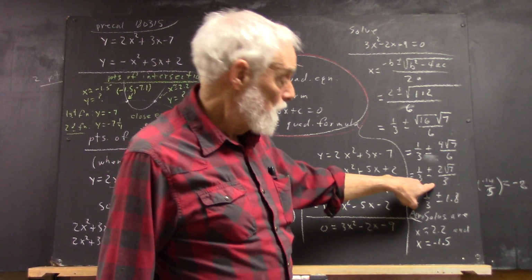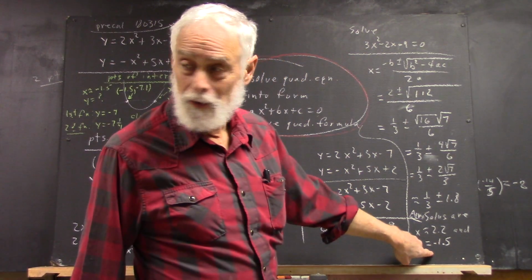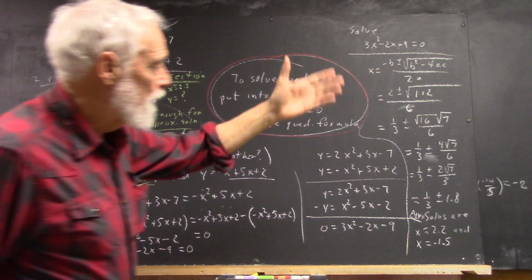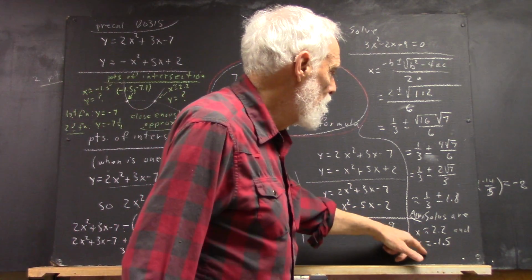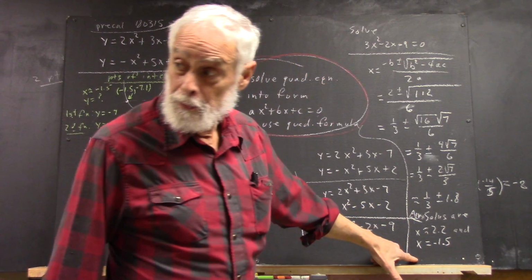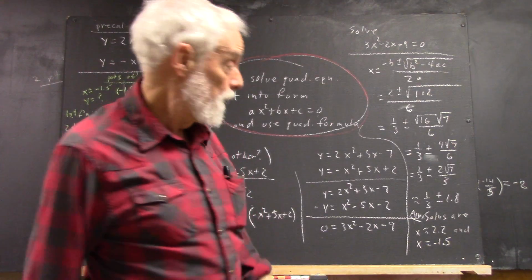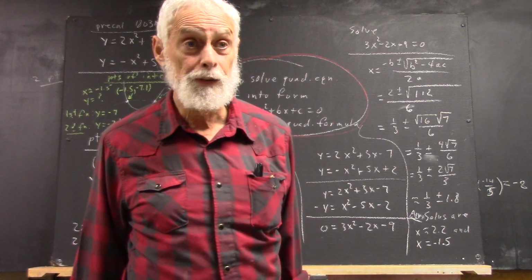Okay? Because usually you're going to go to an approximation, although I do want you to be able to do the exact solution. So, we take that, we get these two approximate solutions. Perfectly okay to punch this into your calculator, you know, square root of 7, who knows what the square root of 7 is.